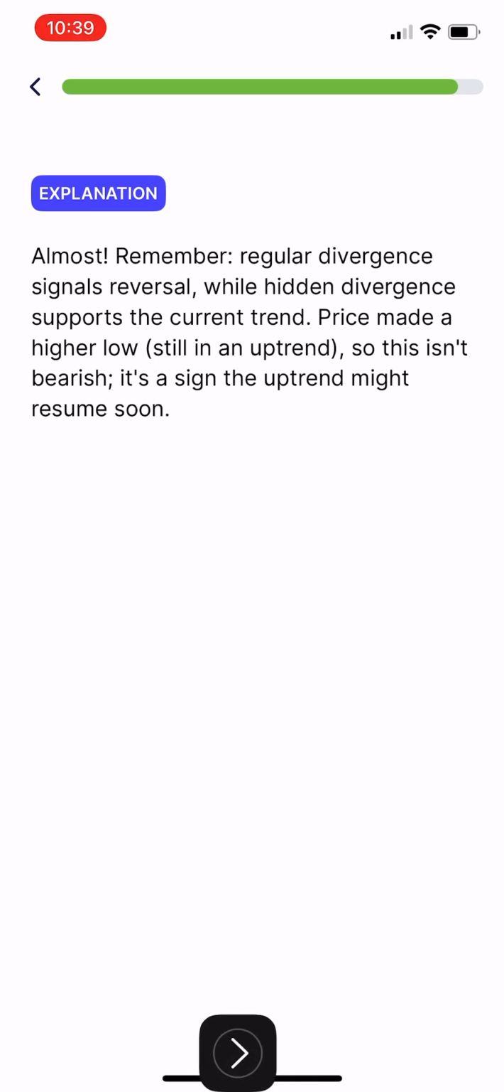Explanation: almost. Remember, regular divergence signals reversal, while hidden divergence supports the current trend. Price made a higher low, still in an uptrend, so this isn't bearish. It's a sign the uptrend might resume soon.